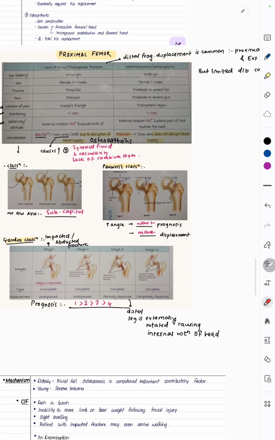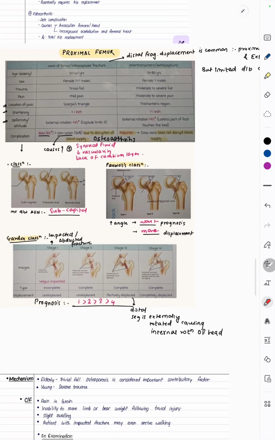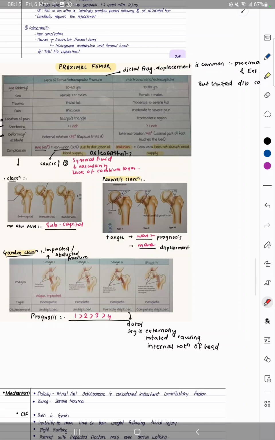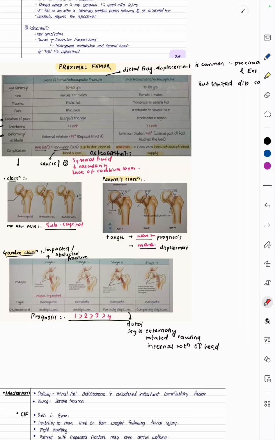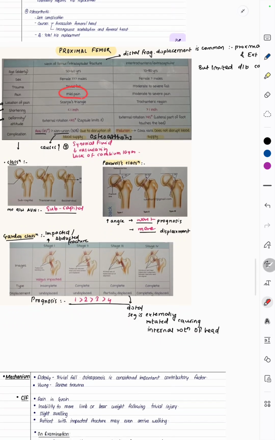an extracapsular fracture. Now, neck of femur fracture is found at 50 to 60 years, while intertrochanteric fracture is found after 60 years, at 70 to 80 years. Both of them are common in females as compared to males because of postmenopausal osteoporosis. The neck of femur fracture occurs due to trivial trauma, while the intertrochanteric fracture is seen due to moderate to severe fall. Pain is mild in case of neck of femur fracture. It is moderate to severe in intertrochanteric fracture.